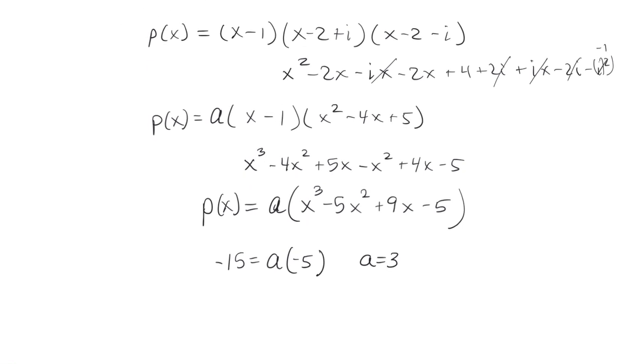So then finally, you can either leave the 3 outside like this, or you can multiply each term and distribute the 3. Really, it doesn't make a difference.